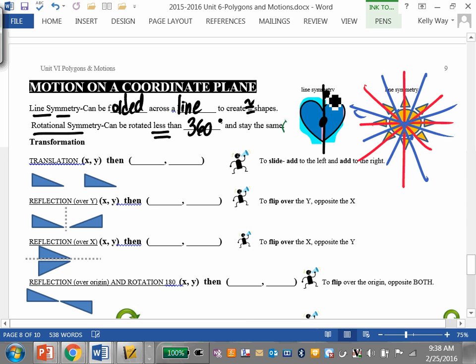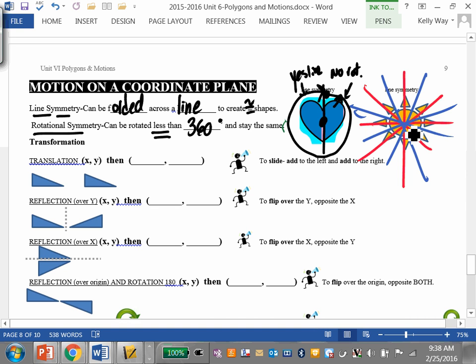Put your pencil here. Now pretend we're rotating that heart. Say stop when you're going to get the exact same image. Bingo. Do you see that you have to go all the way around? To get the exact same heart, you have to go all the way around 360. So this heart does not have rotational symmetry. Yes, it has lines. So I'm going to write yes, line, no rotation symmetry here.